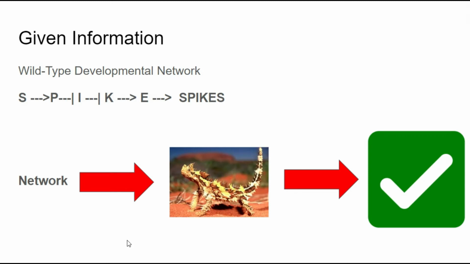This is our wild-type developmental network, seen over here. Following this network, S activates P, the P gene deactivates the I gene, and this is good because I would normally deactivate the K gene, but because P suppresses I, K is able to now produce E, and E produces spikes, and we can follow our network. This is good. Our thorny dragon produces spikes in wild types.